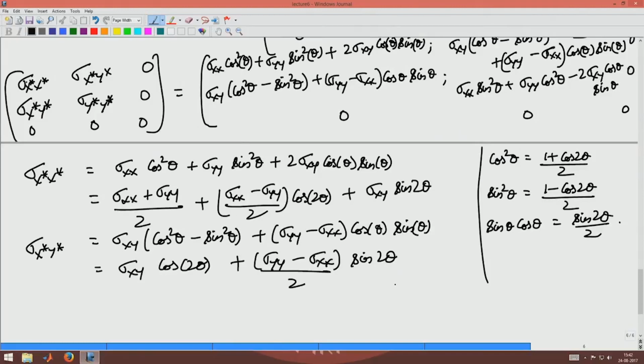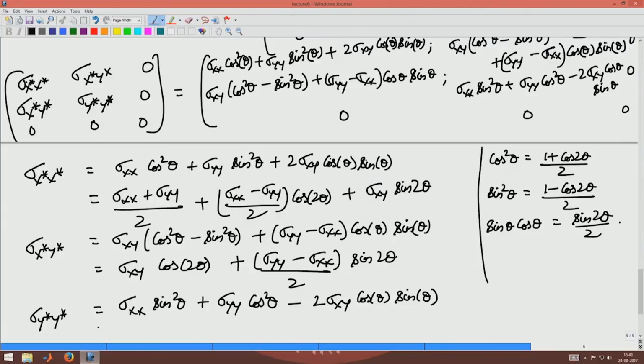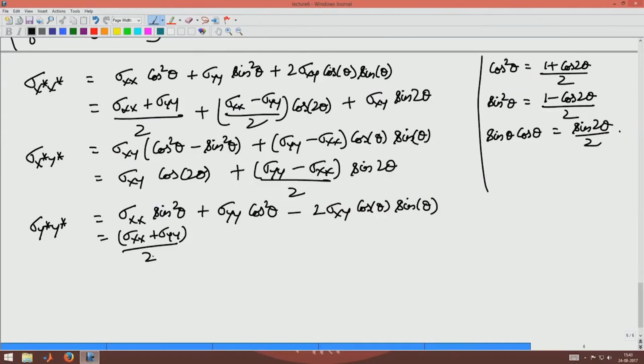Finally, sigma y star would be sigma xx sin square theta plus sigma yy cos square theta minus 2 sigma xy cos theta sin theta, which will simplify to sigma xx plus sigma yy by 2, plus sigma yy minus sigma xx by 2 cos 2 theta, minus sigma xy sin 2 theta.